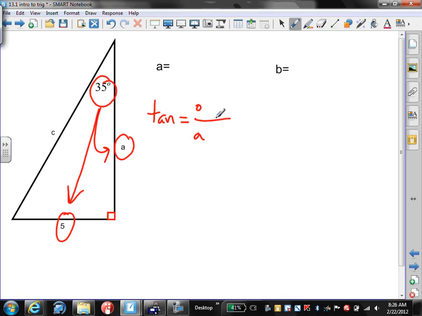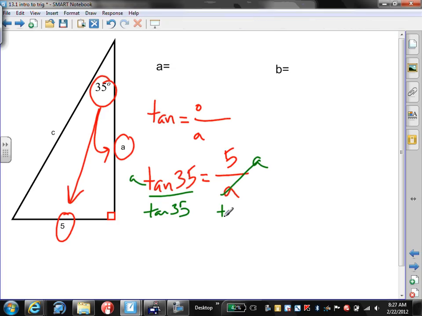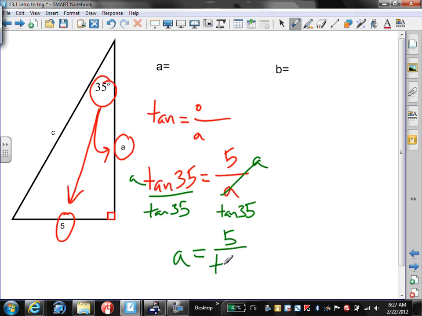So I'm going to fill in my numbers. Tan of 35 degrees is equal to the opposite side, 5, over the adjacent side, A. Now, how do we solve for A? Very simply, we multiply both sides by A, and those cancel each other out. Then the last thing is we divide both sides by tan 35, because I have to get this over here. This tan 35 is a number, so you don't break it up, you just bring the whole thing over. It's just like moving 2. So now we have A is equal to 5 over tan 35.